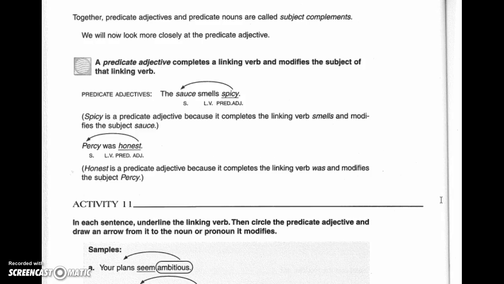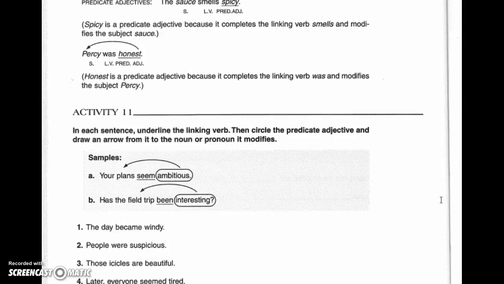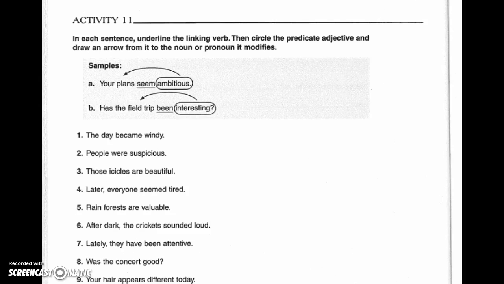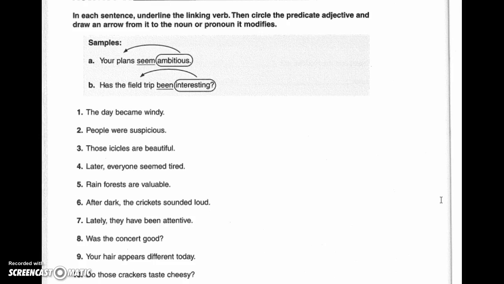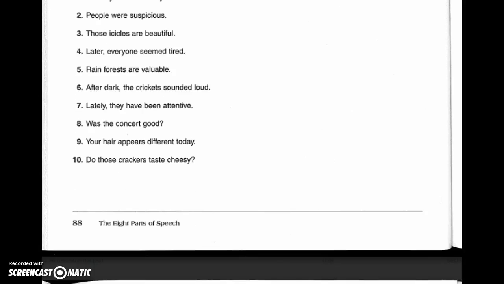So activity 11: you are going to be doing all 10. The word "activity 11" is cut off, but you're going to be doing these 10. You want to underline the linking verb, then circle the predicate adjective and draw an arrow from it to the noun or pronoun. Examples A and B are really clear. A says, "Your plans seem ambitious." The verb seem is your linking verb, and ambitious is your predicate adjective, and it goes back to plans. So do these 10, and I'll see you on activity 12.